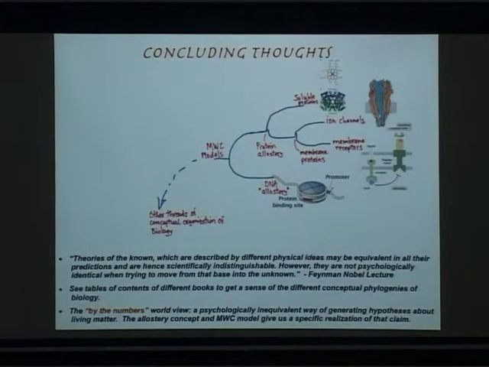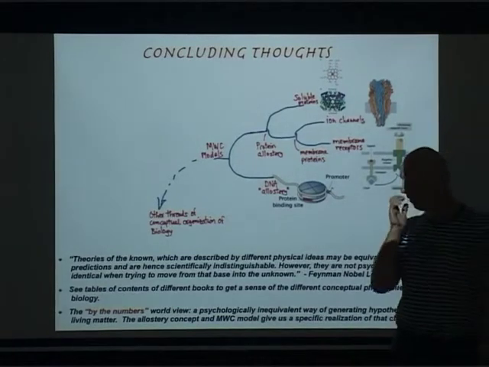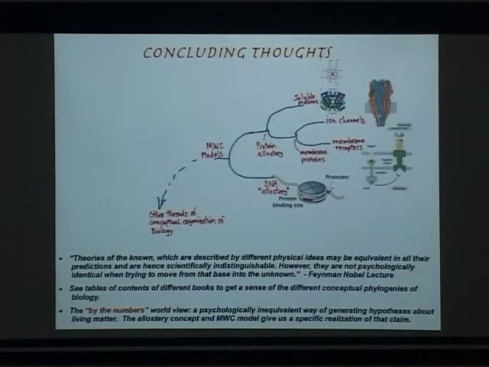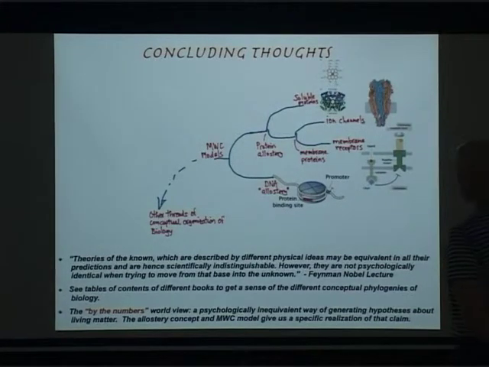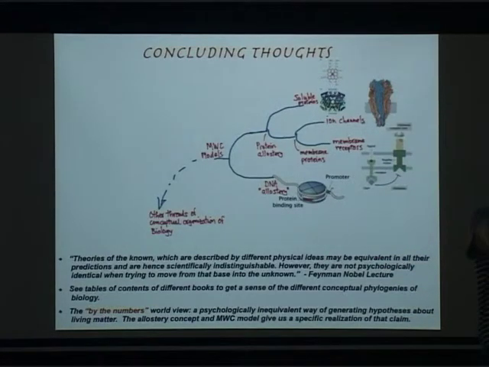Well, okay, I alluded to this yesterday, and so I want to just give you the quote, the way Feynman said it in his Nobel lecture, because I think it's a really smart thing that he said. Theories of the known which are described by different physical ideas may be equivalent in all their predictions and are hence scientifically indistinguishable. So think, Schrödinger's wave equation for the harmonic oscillator, matrix mechanics for the harmonic oscillator, path integral, you get the same answer.